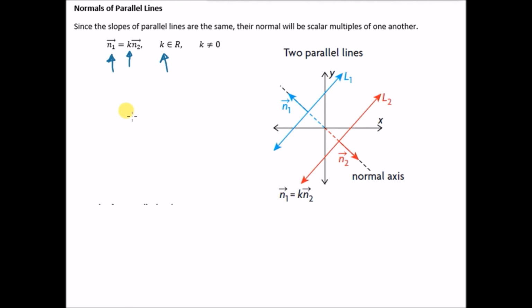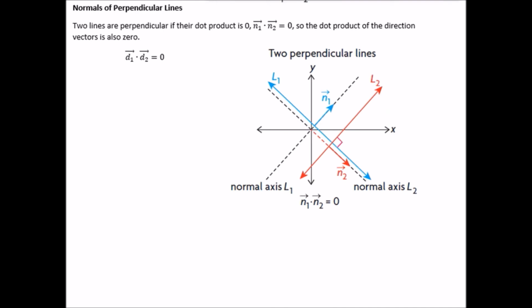Okay, and now let's take a look at perpendicular normals. So, normals of perpendicular lines. Two lines are perpendicular if their dot product equals 0. Also, if the dot product of their normals equals 0, then the dot product of the direction vectors is also 0. So if we take one direction vector and dot it with the other, it's going to equal 0.